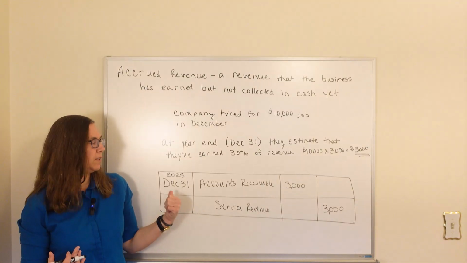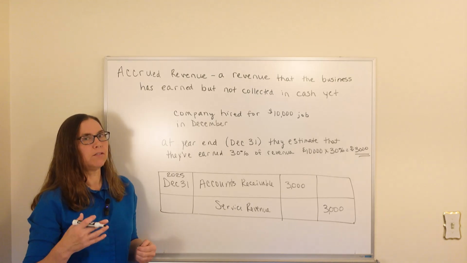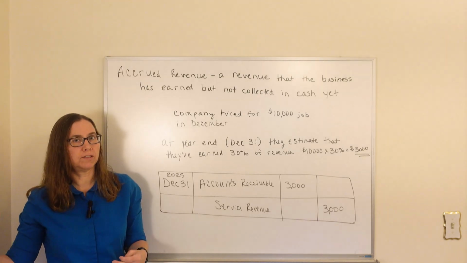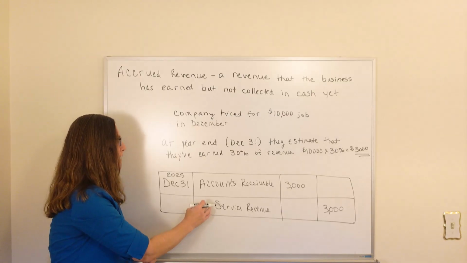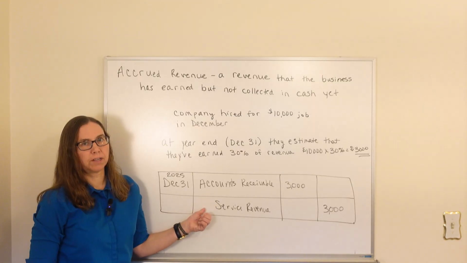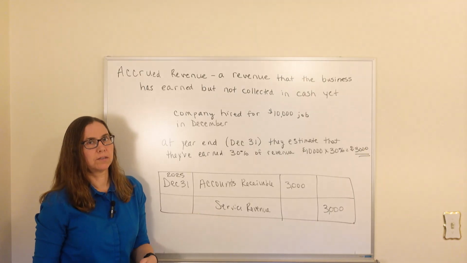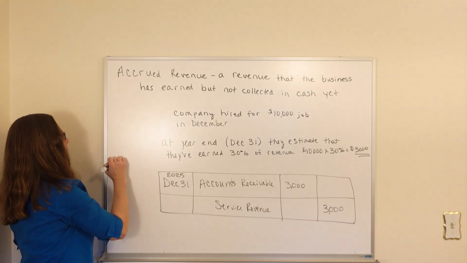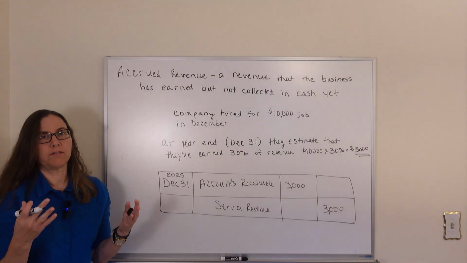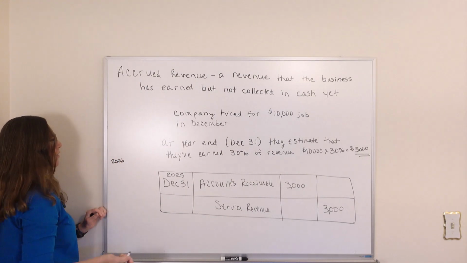So I assume that this happened in 2025, and what would happen when they collect cash in 2026, or whatever year they collect the cash in, they would factor in the fact that they've already recorded $3,000 of revenue. So they wouldn't want to record that twice. And I'm kind of out of space here, so I'm going to try to squeeze an entry over here on the left. Okay, so let's say in February of 2026, they received the cash.